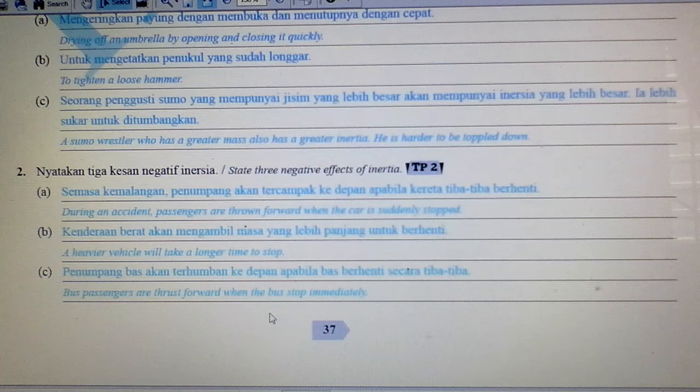Okay, so this is about inertia. So you can go and look for more of the structured questions and essay questions at the end of this topic, so you can understand this topic better.